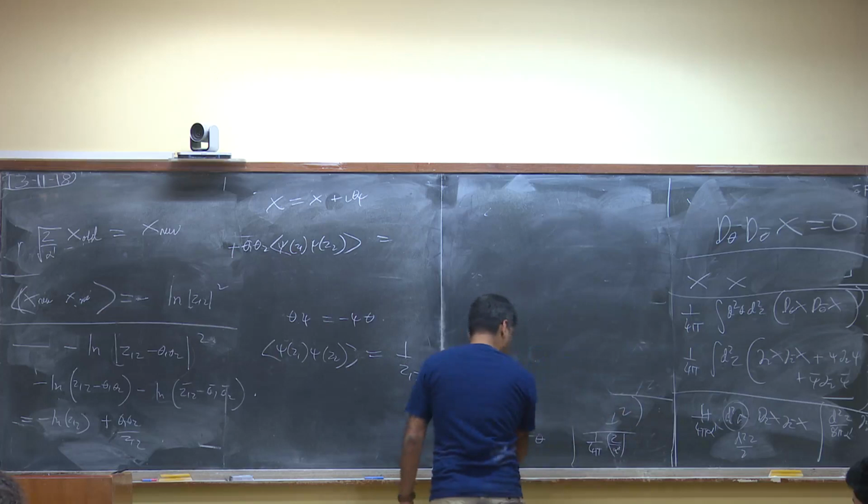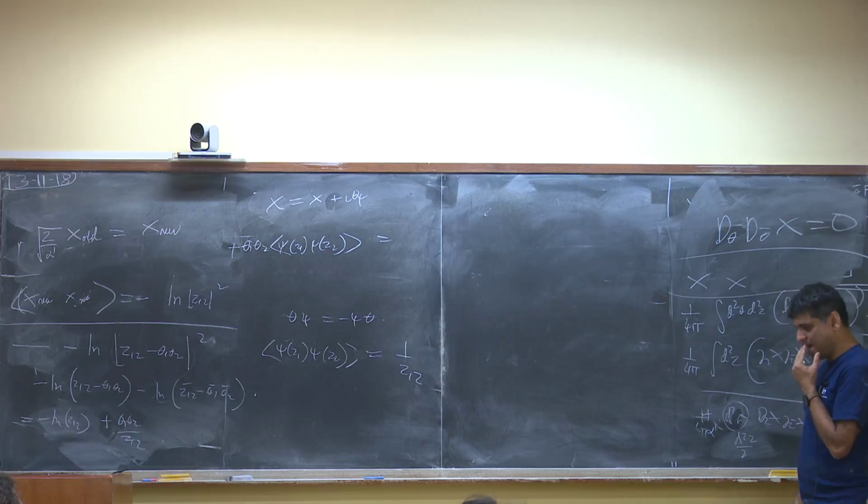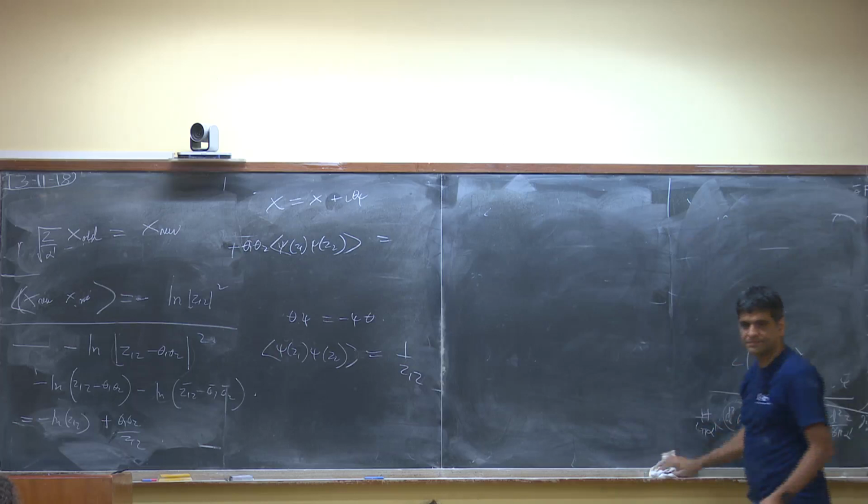You're going to have to act twice, with two Qs at different points. You act twice, and maybe that's okay. It will mix, you probably will get it. Okay, we can try. Once you have the correlator of the bosonic part, yeah.